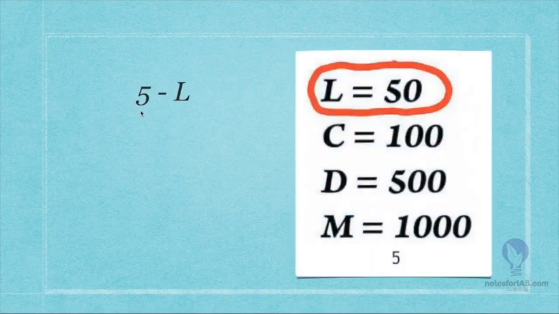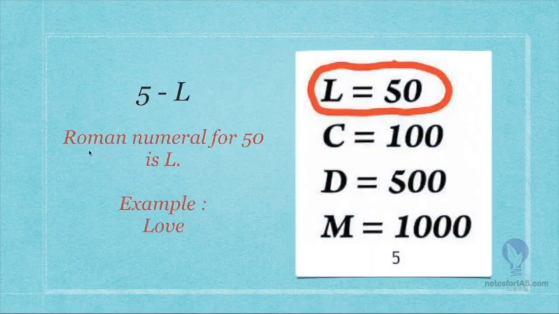Now for number 5, the corresponding sound is la, and as you can see in the learning aid, the Roman numeral for 50 is L. That should help you remember the sound for 5.